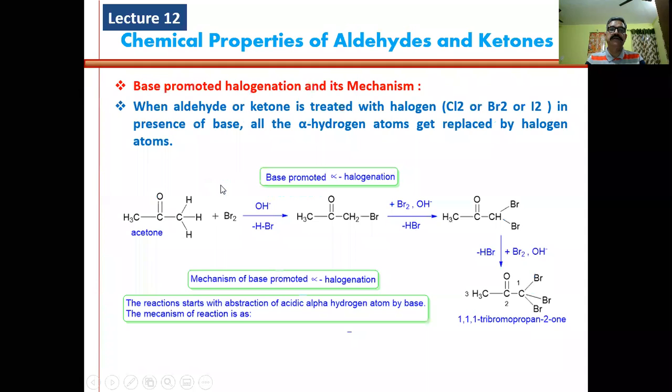Let us proceed further. First, base promoted halogenation and its mechanism. Now, this is acetone, this is alpha carbon, and these are alpha hydrogen atoms. When we treat this enolizable ketone with halogen in presence of base, OH negative, what happens? The alpha hydrogen atom get replaced by halogen, alpha substitution. Again, the next, we have 3 alpha hydrogen atoms. All the 3 get replaced one by one. And we get 1,1,1 tribromopropane 2. The reaction starts with abstraction of acidic alpha hydrogen atom by base.